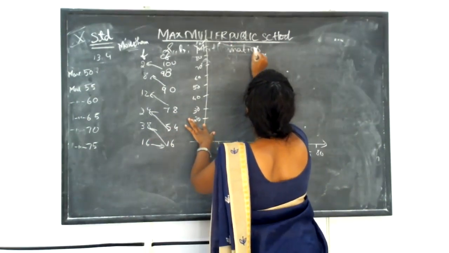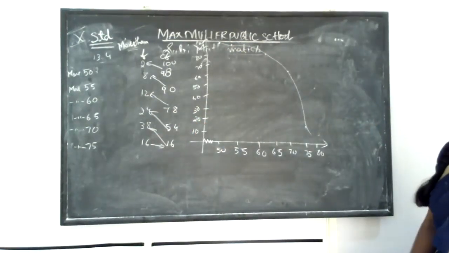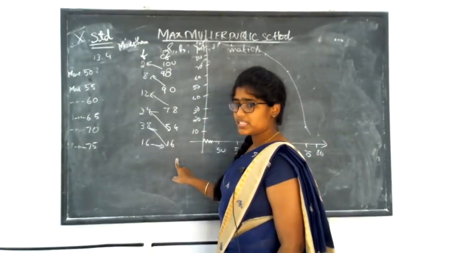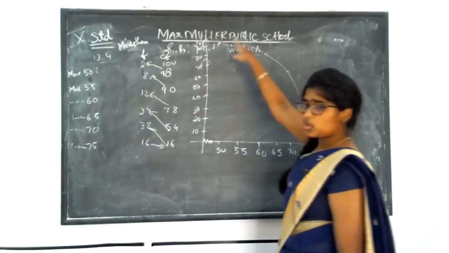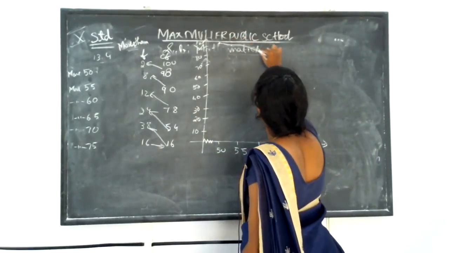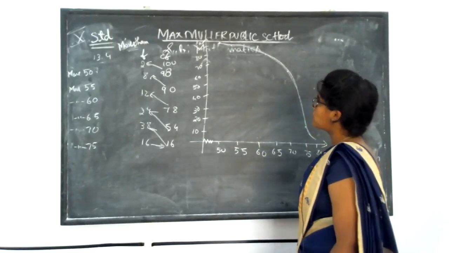Draw. So this is your more than type ogive. I have told you, starting it will be more, at the end it will be less. Here also, starting from the top, it comes down. So this is your more than type ogive. Clear? Understood? Any doubts you have?